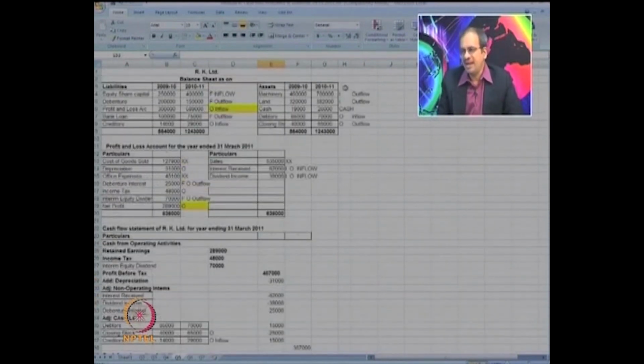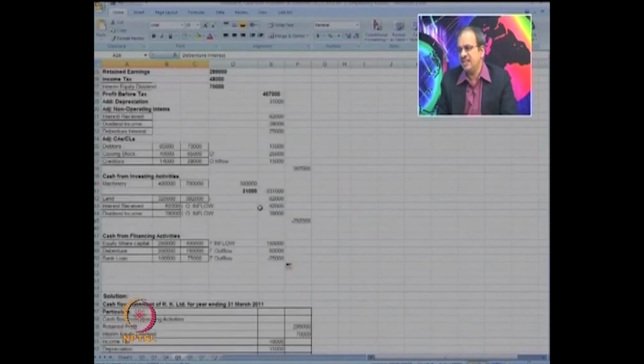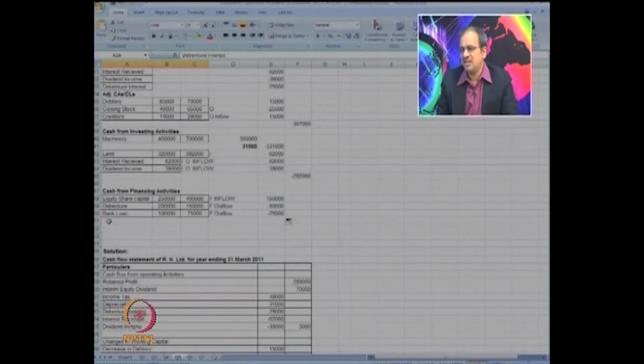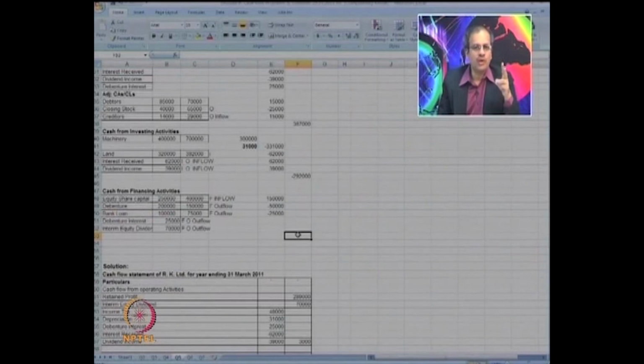Now take a look at P&L. There you will find there are 2 items of F. One is debenture interest and second is interim dividend. Let us consider them. You already know that we have to pay interest, so it is nothing but an outflow. That's why it's a minus figure that we will consider. So minus 25,000 and minus 70,000 represents the flow under financing.